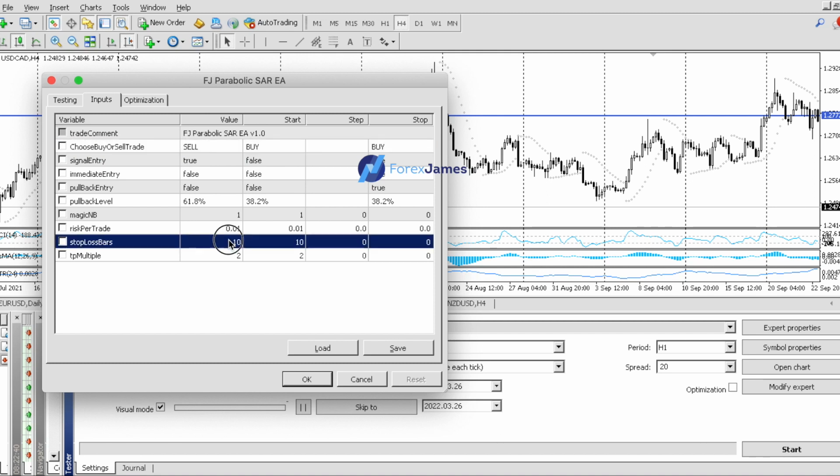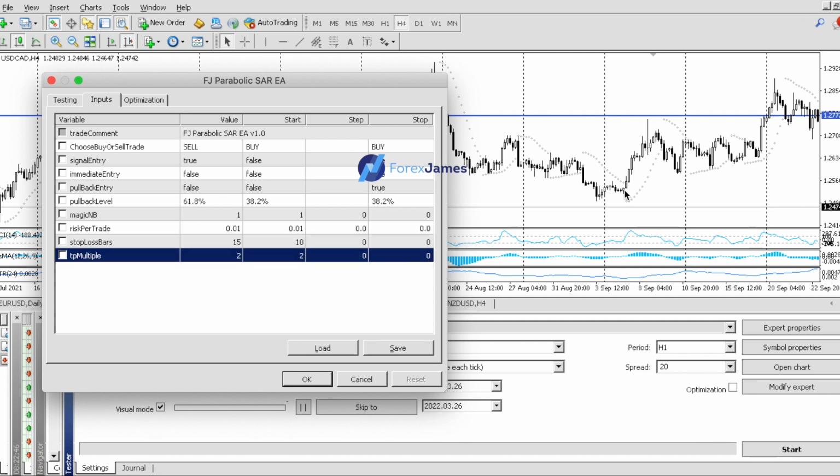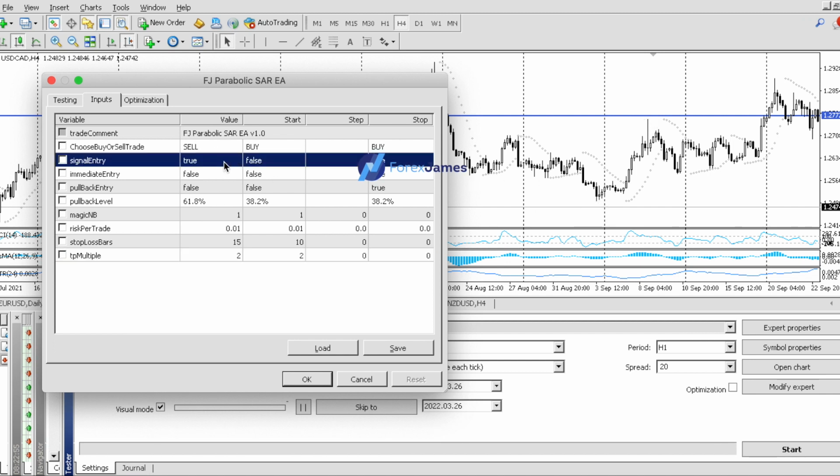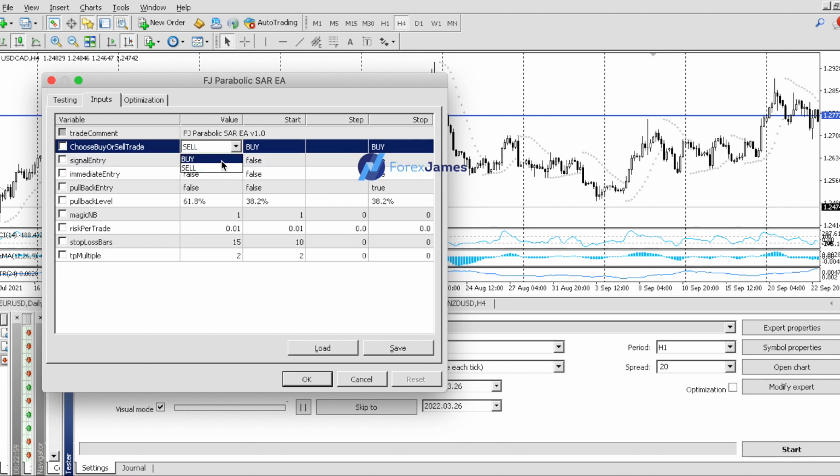You could change the number to 15, let's say, then it would count the last 15 bars from this point and find the lowest point. So remember the lowest point for buys and the highest point for sells. That's for the signal entry.